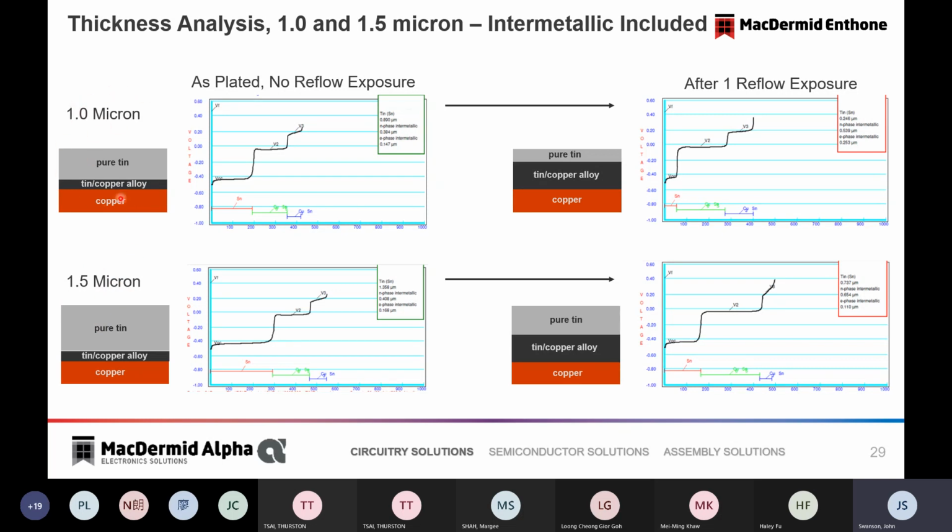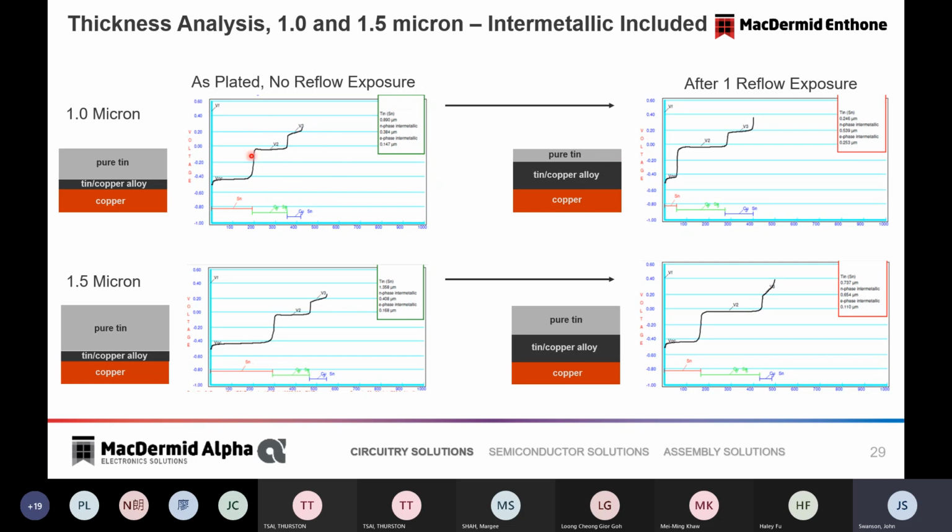Now, when that 1 micron of tin is exposed to one reflow cycle that I show over here on the right, what happens is that tin is consumed and a tin copper alloy grows. As that process continues, if it's exposed to a 2nd or even a 3rd heat cycle, the pure tin is consumed entirely, and the ability of that circuit board to solder and assemble effectively is lost.